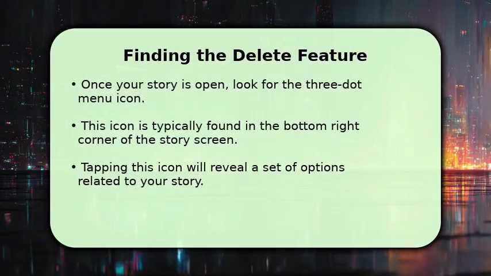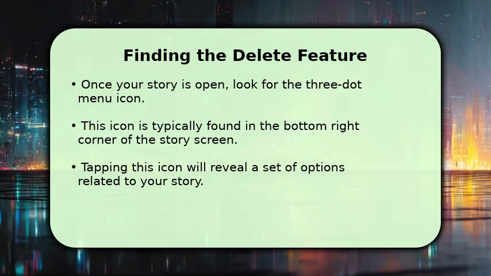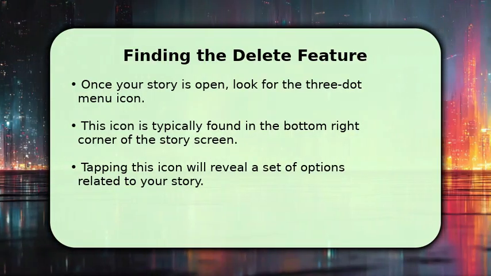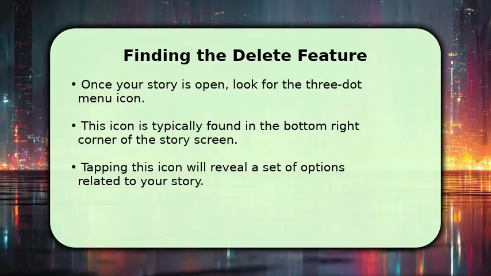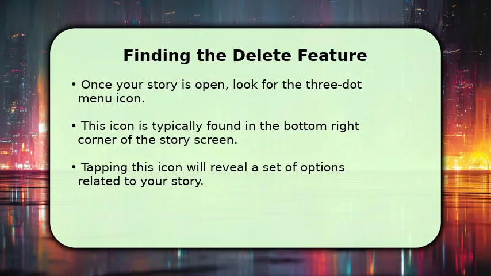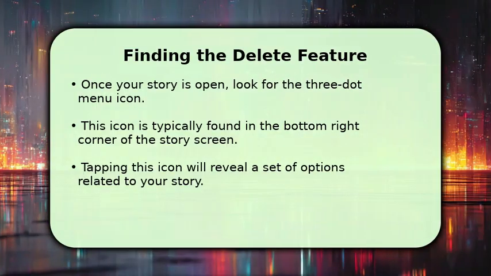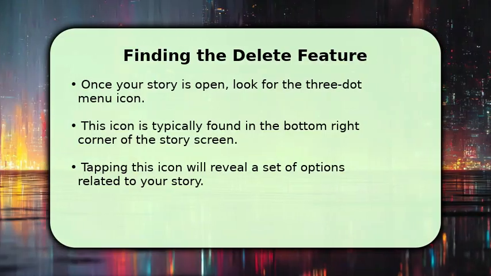Now that you're viewing your story, the next step is to locate the delete option. Look closely for the three-dot menu icon. This icon is typically positioned in the bottom right corner of your story screen. Tapping on this small but important icon will reveal a set of additional options. These options provide various controls for your story, including the one we need to proceed with deletion.